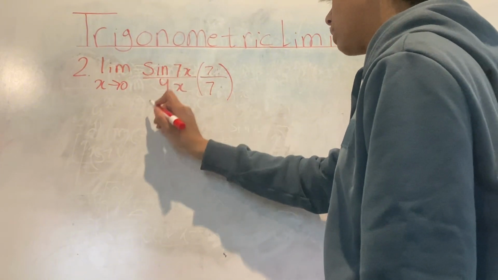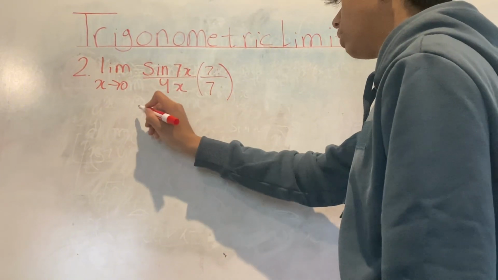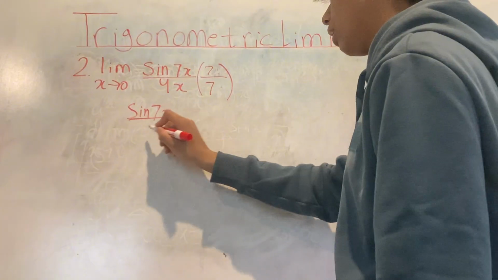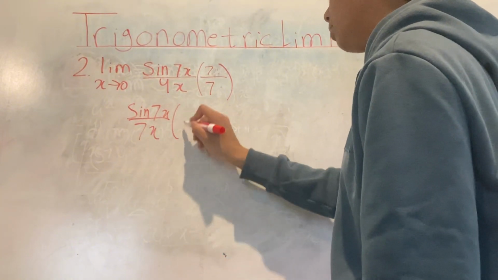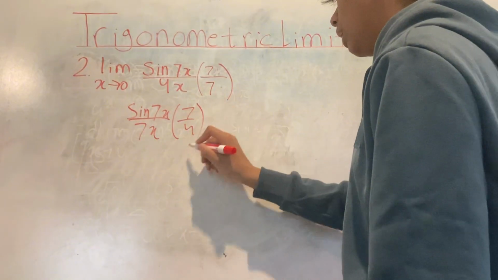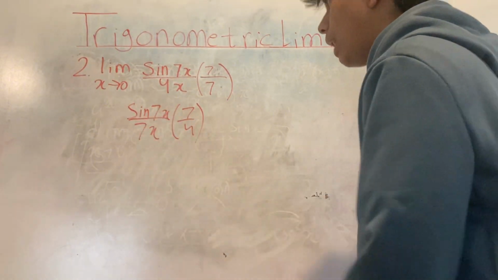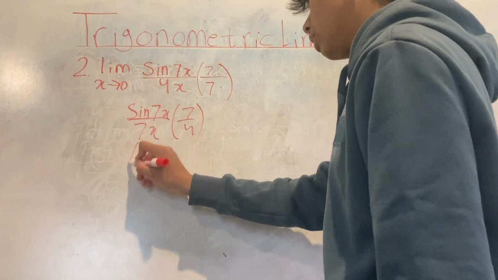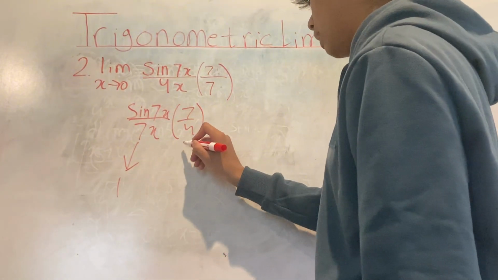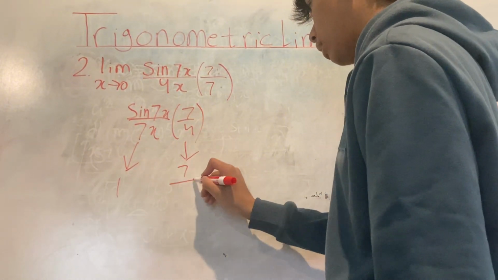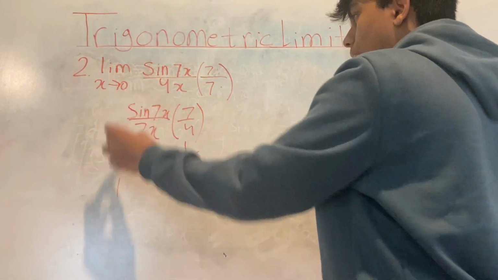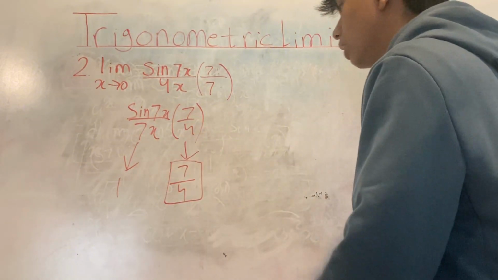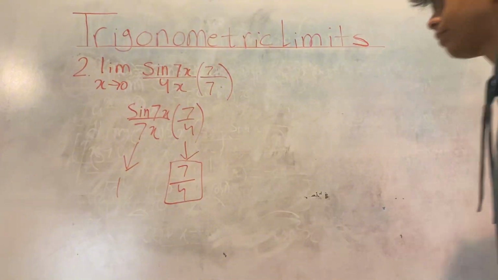So what this is, we can swap the 4 and 7. So sine 7x over 7x times 7 over 4. And now we have the angle in the numerator the same as the denominator. So this can just be replaced with 1, and this is just 7 over 4. And again, the limit as x approaches anything of a constant is just the constant itself. So the answer is just 7 over 4.